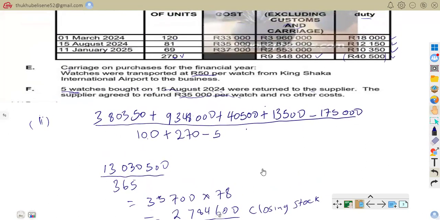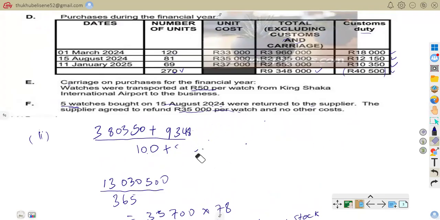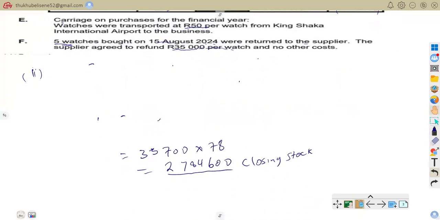So for us to calculate cost of sales, already we know our cost of goods available for sale. Already we know our cost of goods available for sale. So meaning to say, we are just going straight to the answer book and answer that question.